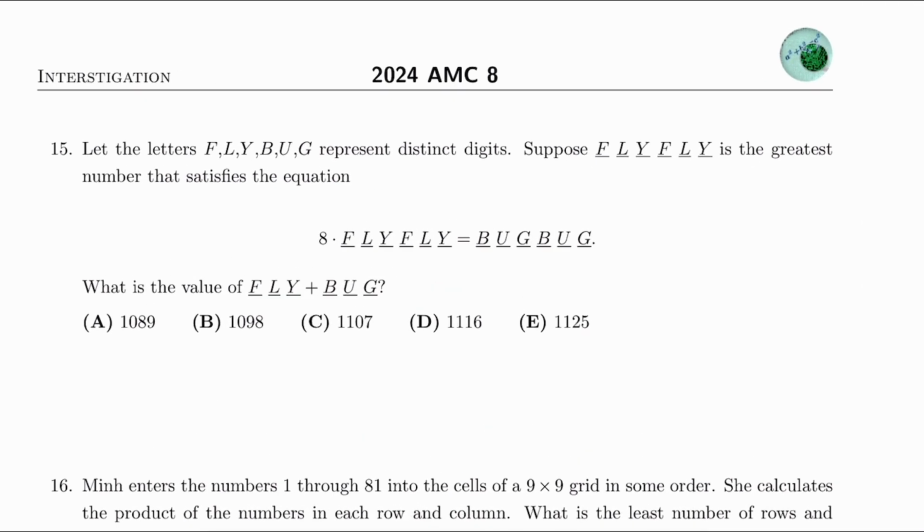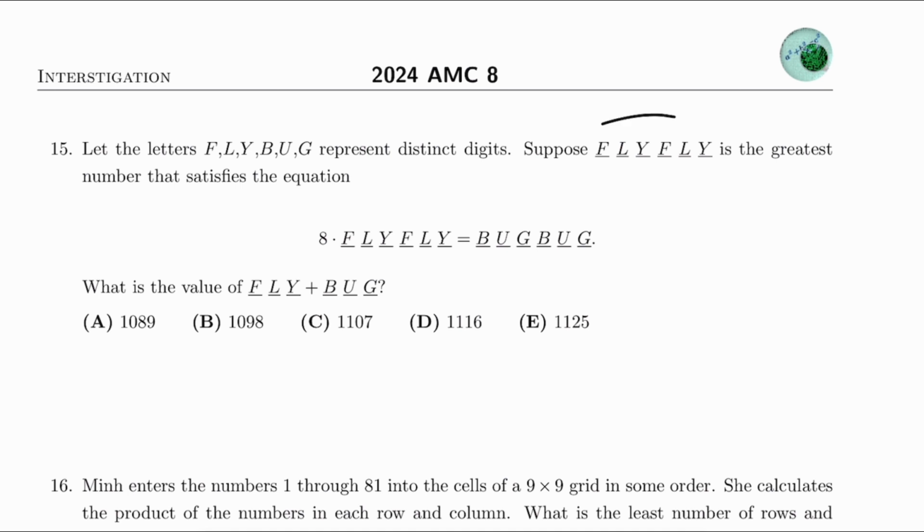All right, let's go ahead and take a look at number 15. Number 15 says, let the letters F, L, Y, B, U, G represent distinct digits. Suppose FLY is the greatest number that satisfies the equation 8 times FLY is equal to BUG. What is the value of FLY plus BUG?